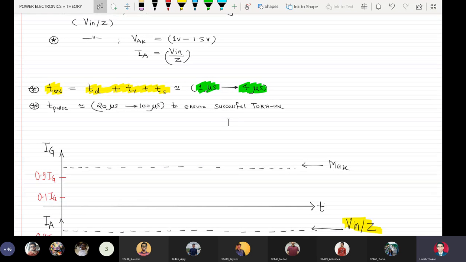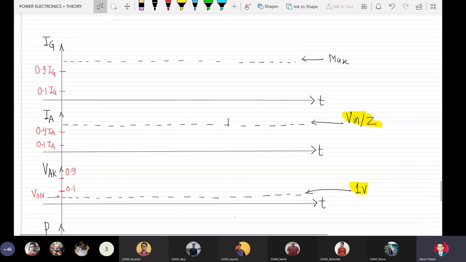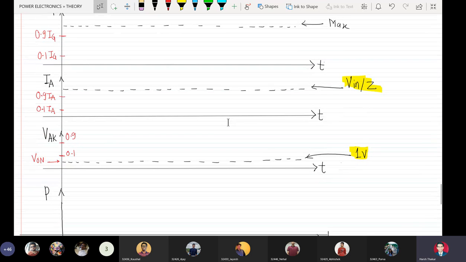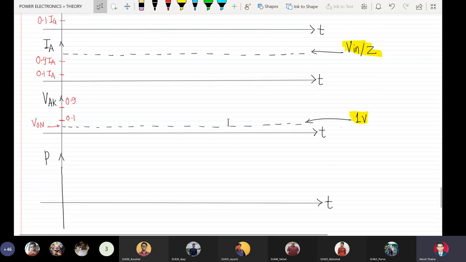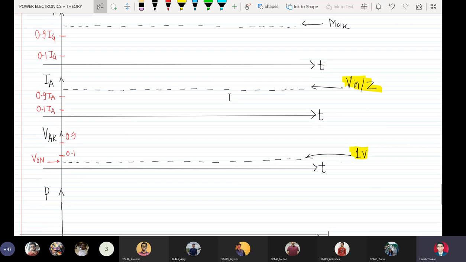Now the definitions of delay time TD, rise time TR, and spread time TS as mentioned above have to be represented in the form of waveform. So we are having basically four parameters: the gate current Ig, the device current IA, the device drop VAK, and last is the power dissipation across the device, also known as the switching power dissipation. So now, as defined, first we will indicate the delay time. So delay time is the time interval between 90% of gate current and 10% of anode current, right?